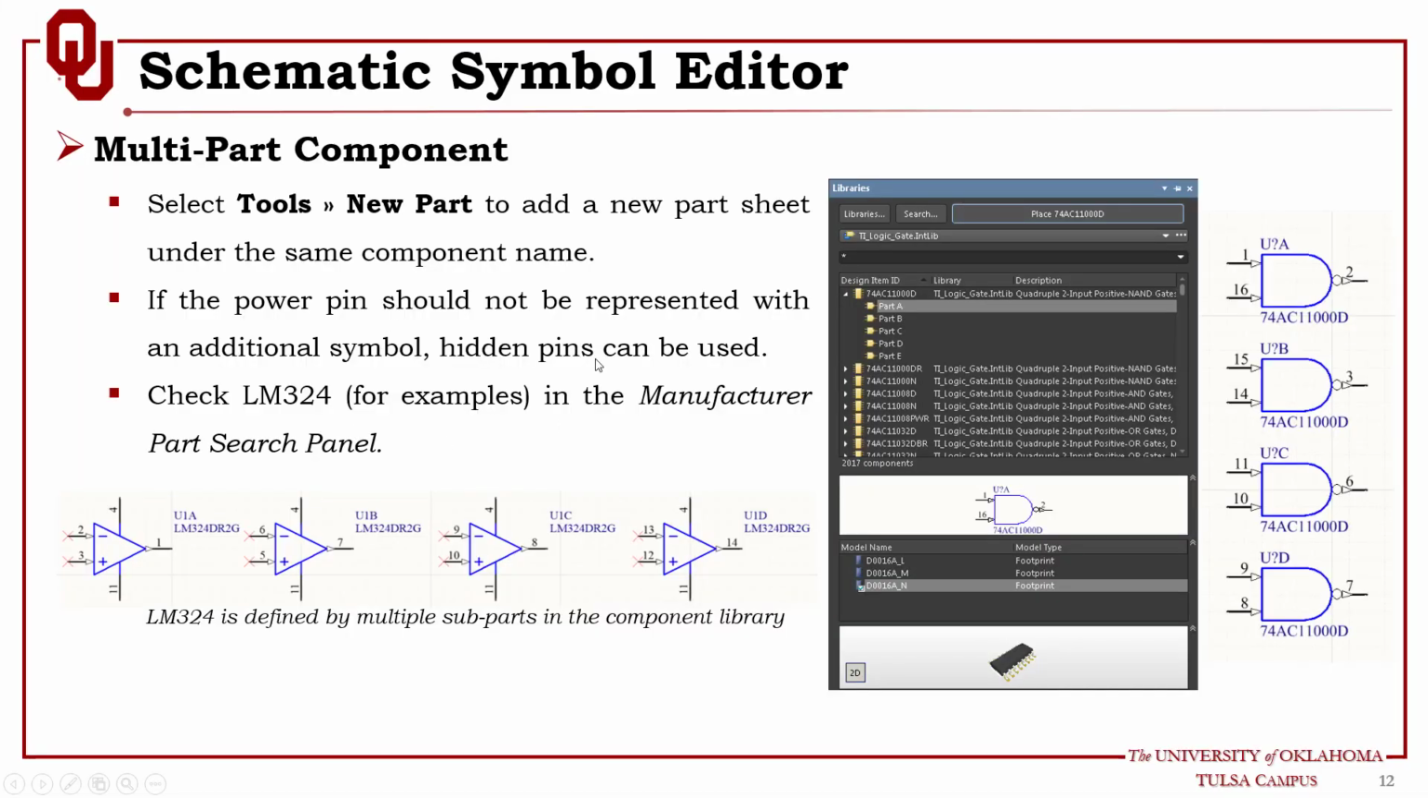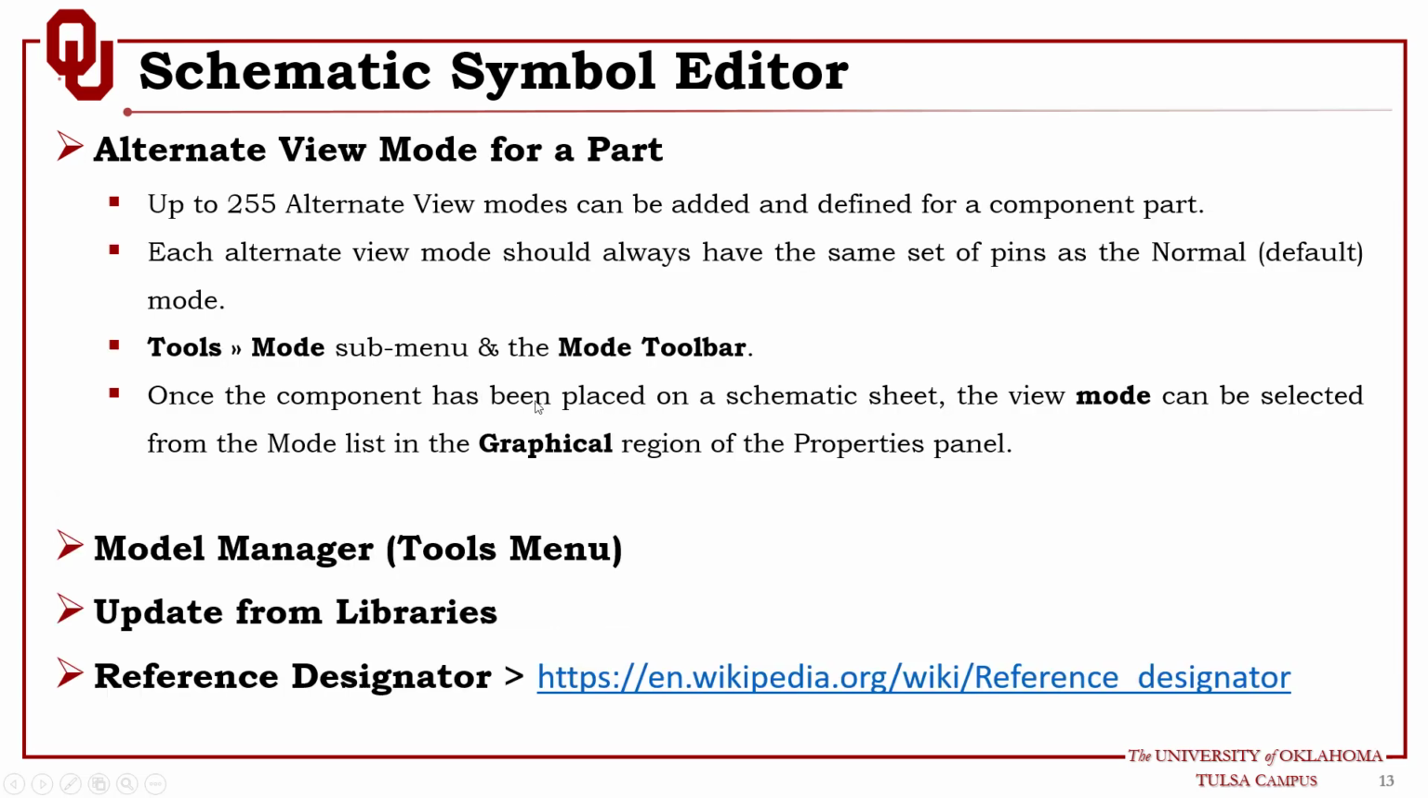So this is how you can create a component with multiple parts. And for alternate view mode, we just talked about it when we created 3 different view modes for the resistor. So basically you can create up to 255 alternate view modes for the same component. And as I mentioned, each alternate view mode should always have the same set of pins as the normal or default mode. The normal is the default mode all the time. You basically just copy and paste these pins into different modes, and these will have the same designator, same description. Everything will be the same. It's just copy and paste.